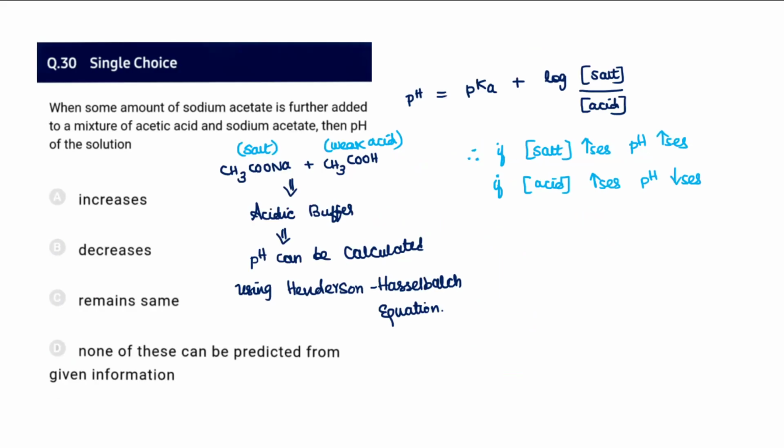And 30, when some amount of sodium acetate is added to a mixture of acetic acid and sodium acetate, then what will happen to the pH of the solution?